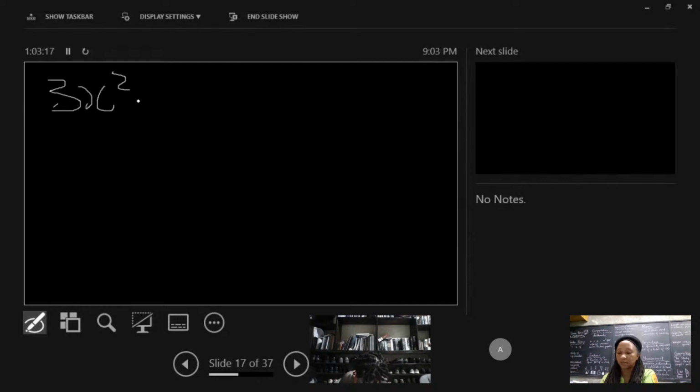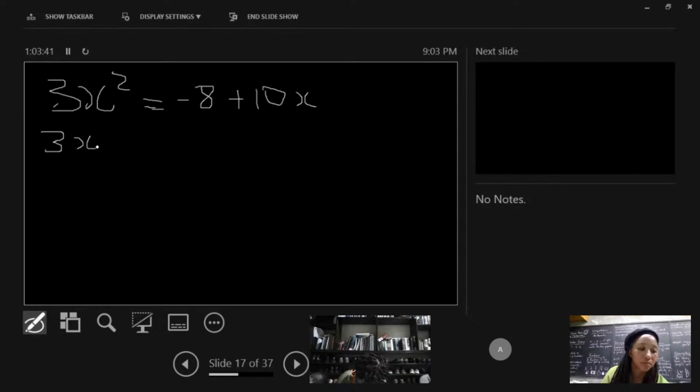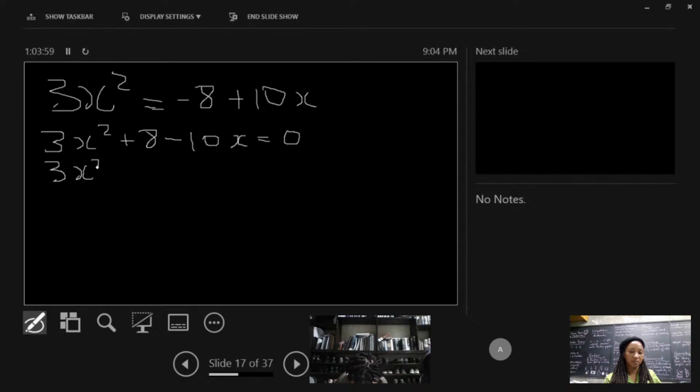Okay, the last one: 3x squared is equal to negative 8 plus 10x. So we bring over everything. So it will be 3x squared plus 8 minus 10x equals 0. Okay, so we have to rearrange it again. So this would be 3x squared minus 10x plus 8 equals 0.